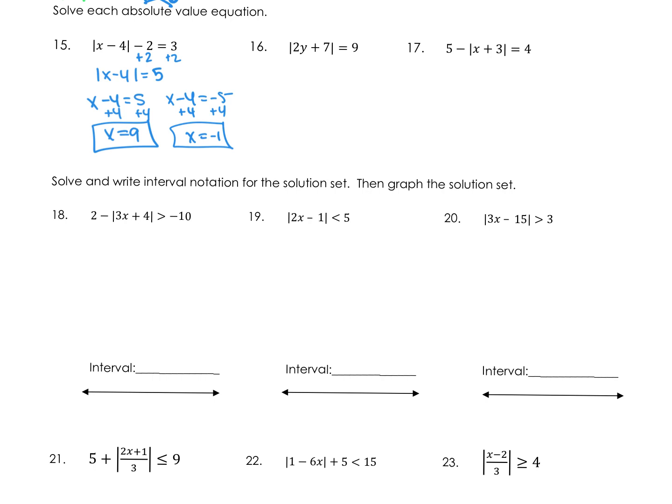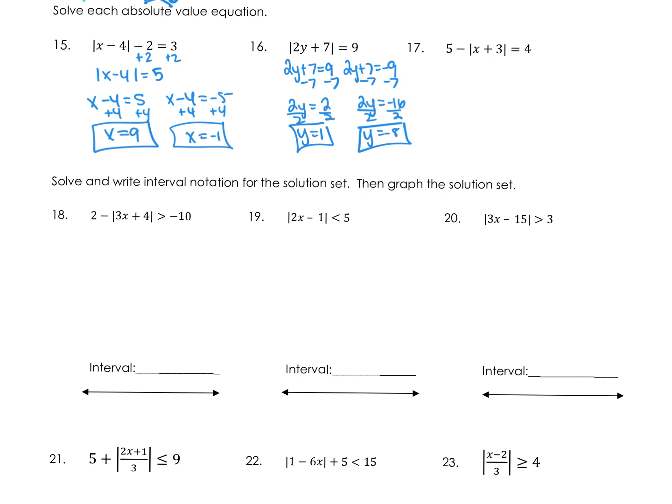This absolute value is already isolated, so we'll go ahead and make our two equations. Solve. Divide by 2. We get y equals 1. Solve this one. Divide by 2. And we get y equals negative 8.